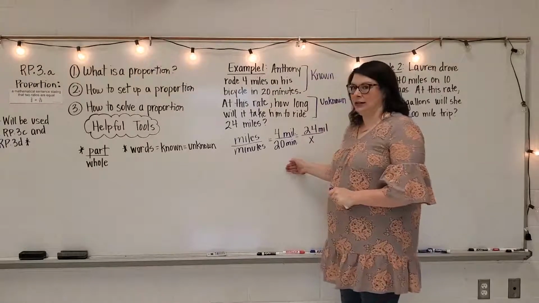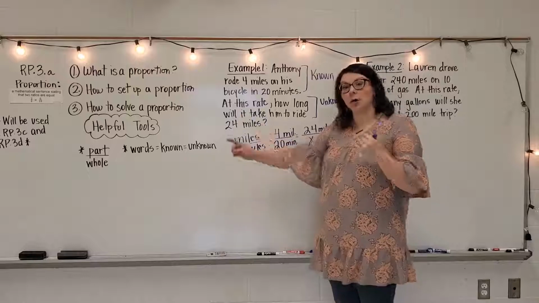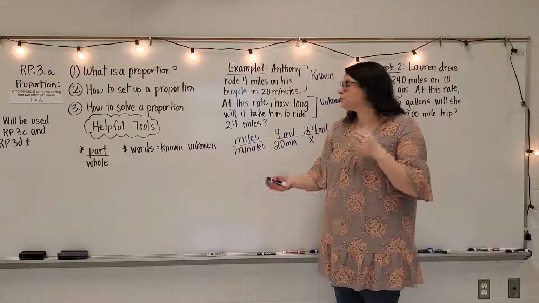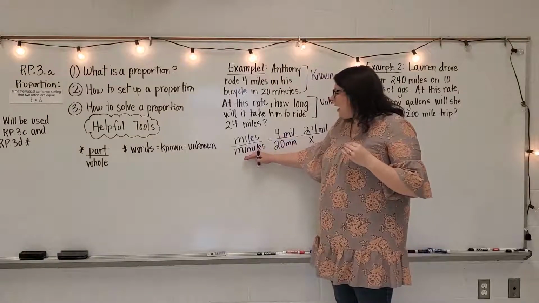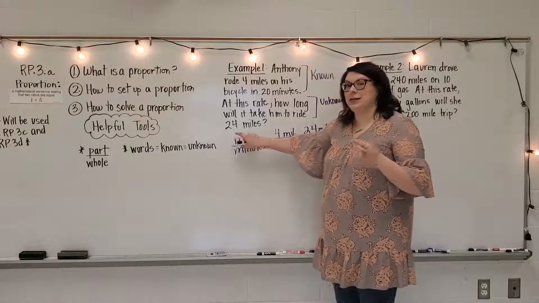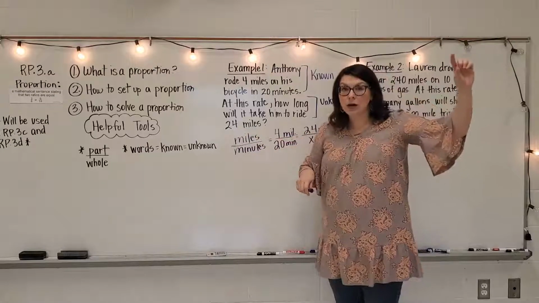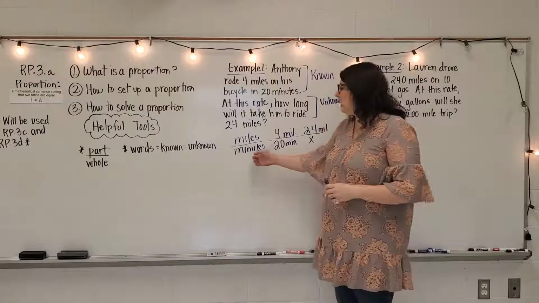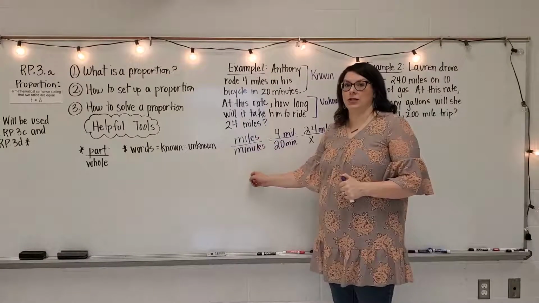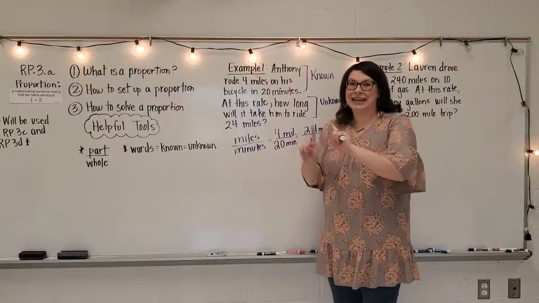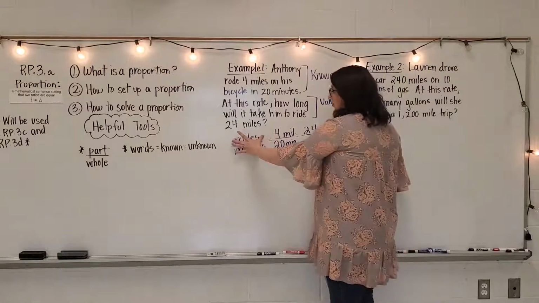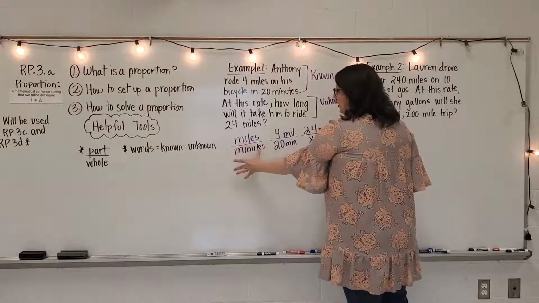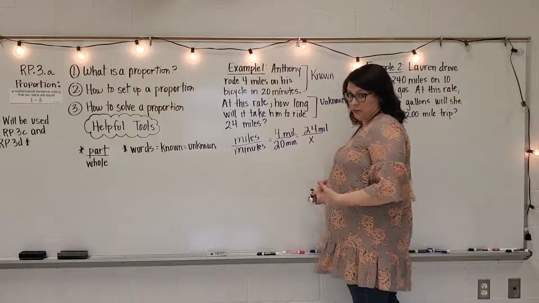In your proportions, it doesn't, unless there is a part and a whole, like in this one, miles and minutes are not part and not whole. As long as the unit of measurement is the same across the numerator and then the same across the denominator, it doesn't necessarily matter which one of these goes in the numerator, which is in the denominator, but it cannot be swapped. So once I put miles in the numerator, everything else has to be miles in the numerator. Once I put minutes in the denominator, both denominators have to be minutes.